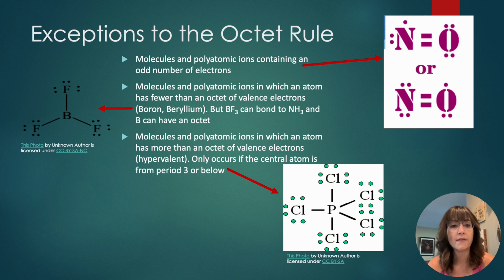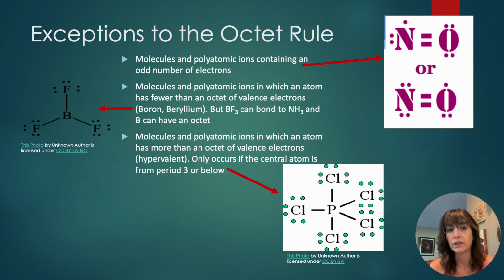Let's get into the exceptions to the octet rule. Molecules and polyatomic ions contain an odd number of electrons sometimes, and so you have to do something kind of funky and weird. Take a look at this NO over here. Do you notice on the N there's just a single dot? Yeah, weird, right? Or you can draw it with a single dot on the O. Another one that we do quite often is the methyl group, which is CH3, and CH3 has a charge on it. So that's another one where you might have C with just a dot. Normally we don't. Normally that is just not something we do.